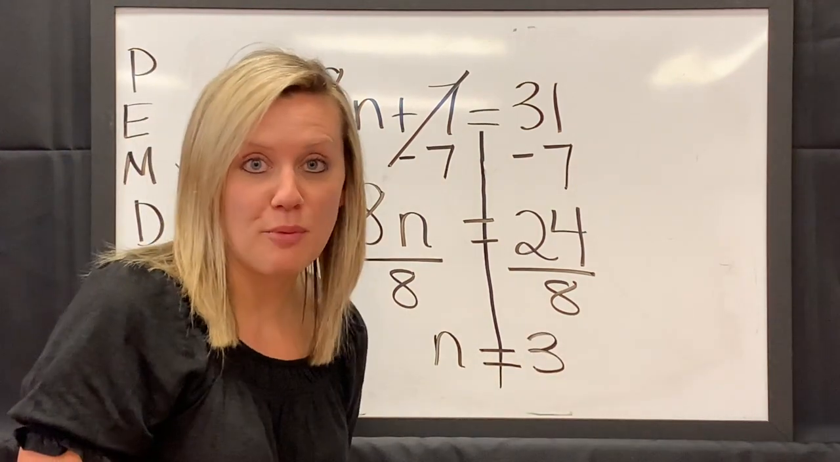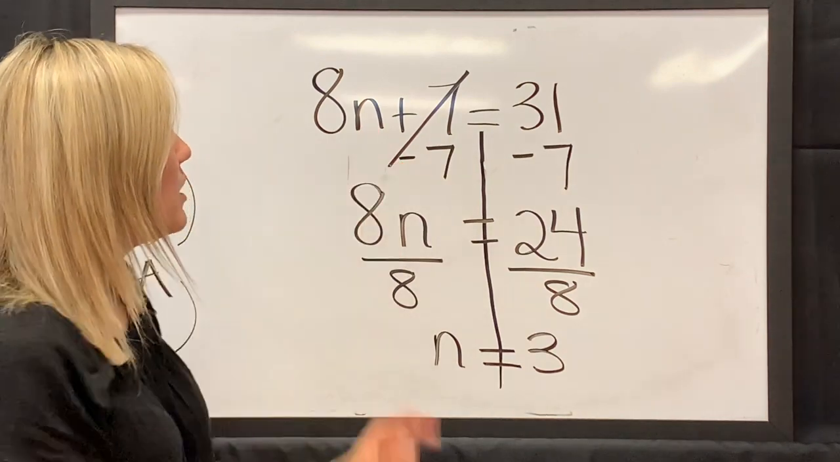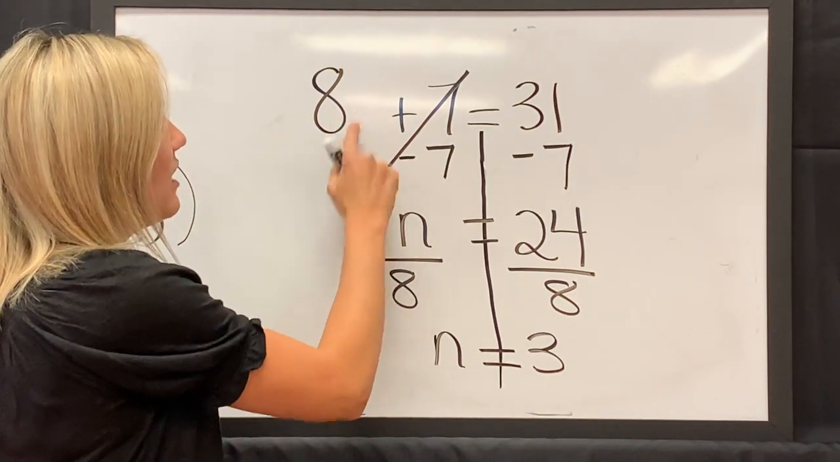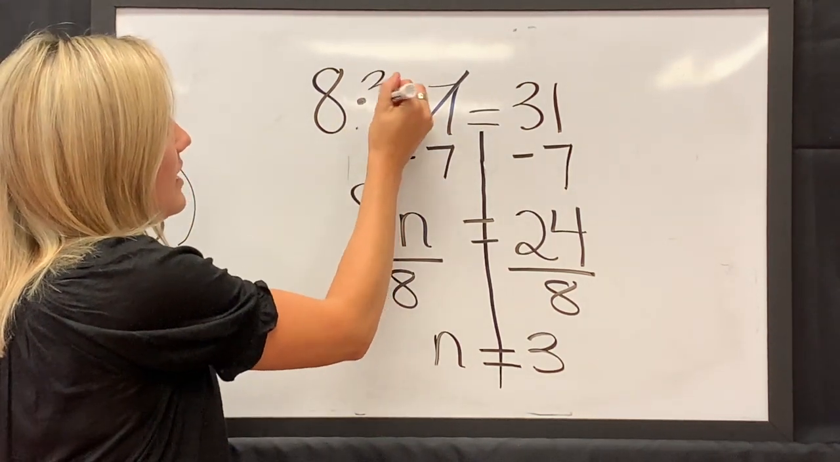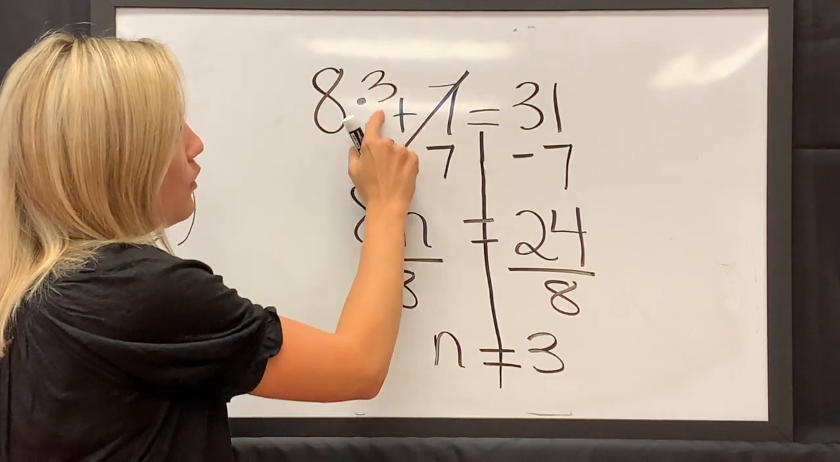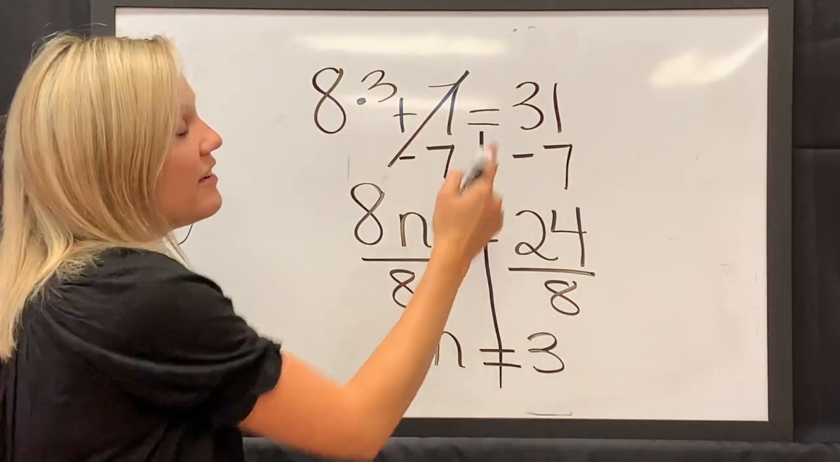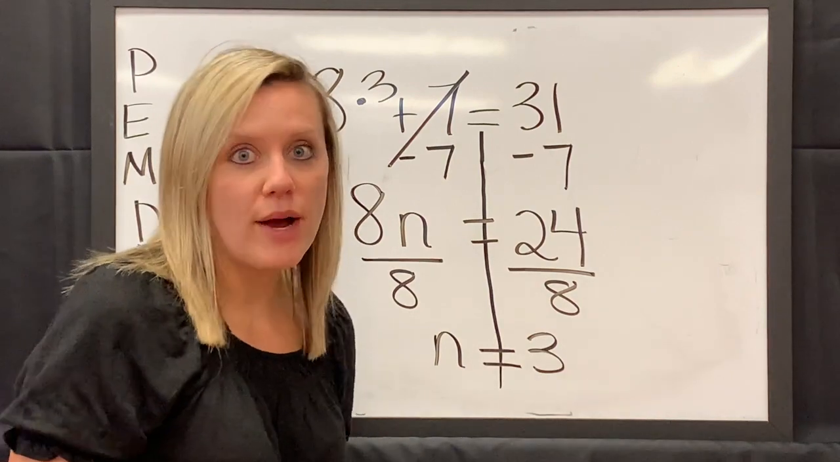I'm going to take that 3 and plug it in to double check my work right here. 8 times 3 is 24. Plus the 7 would give me 31. So I know I got it right.